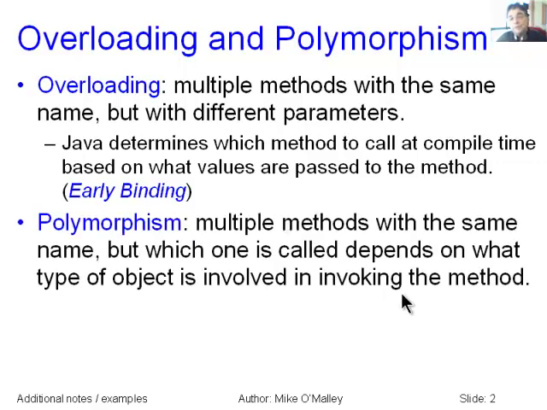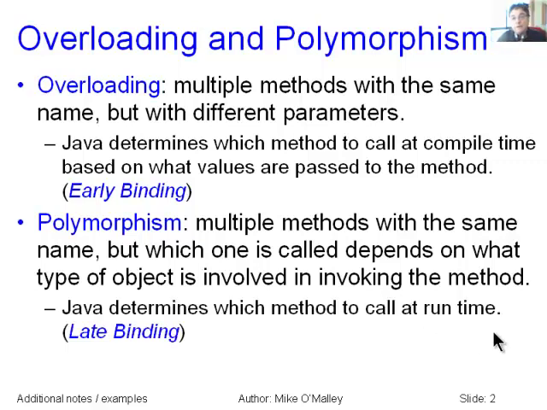With polymorphism, you've got multiple methods with the same name, but which one is called depends on the type of object that is involved in calling the method. So it's all to do with the context of the call. Java determines which method to call at runtime. So that's late binding. It's after the program's compiled, while the program's running, that Java determines which method to invoke or call. So they're both to do with having multiple methods with the same name, but which one gets called depends on what you pass to the method or how you invoke the method. Both of these techniques are very useful.